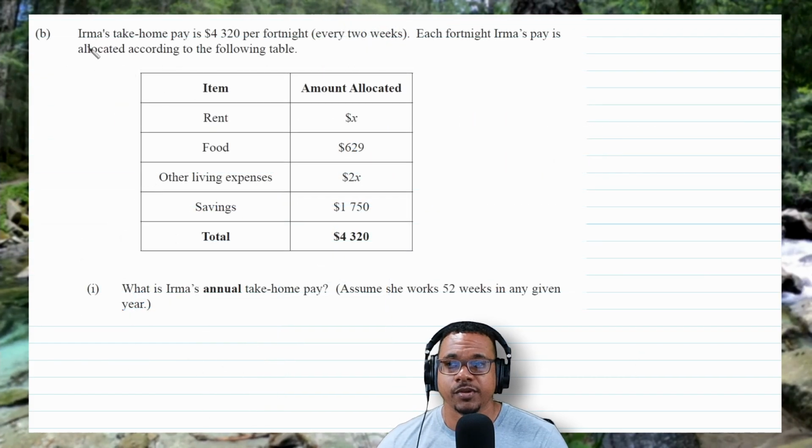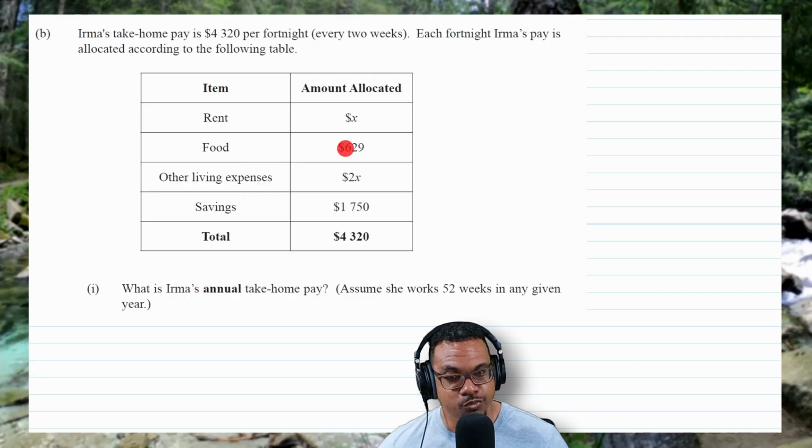All right, so for part B, we have this person's take-home pay is $4,320 per fortnight, and even if they didn't tell you that a fortnight is every 2 weeks, you're supposed to know that a fortnight is 2 weeks and a month is 4 weeks. So 2 fortnights make up a month. Each fortnight, the person's pay is allocated according to the table. This is the budget here, and this is per fortnight. That's every 2 weeks.